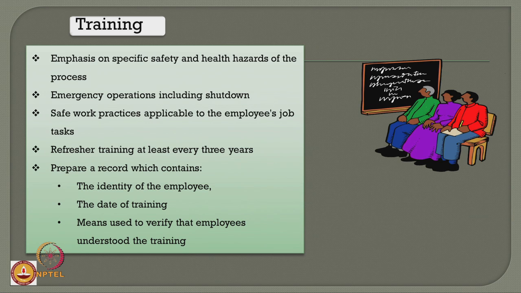You have to prepare a record which contains the identity of the employee, the date of training, and the means used to verify that the employee has understood the training. This is a very important part of the training program. Most of the companies do recruit people for training, send them for training in third party places, but they fail to understand and implement a mechanism by which they can ascertain that the employees have understood the training capsule completely and have acquired the sufficient knowledge demanded from them for the work culture where production is being involved.